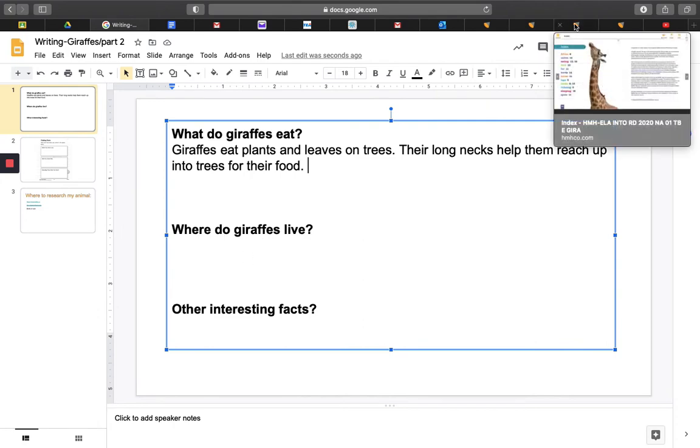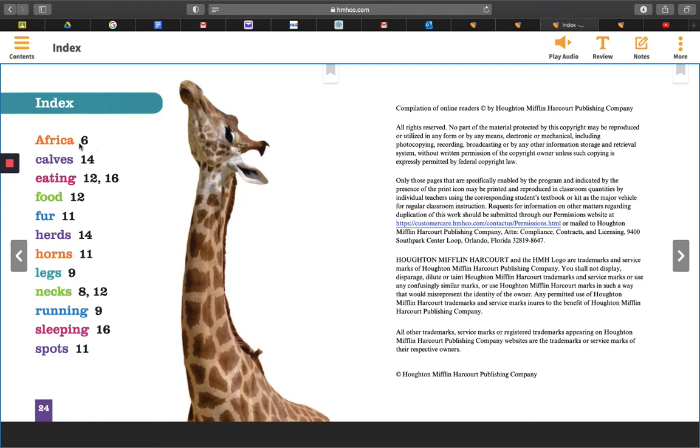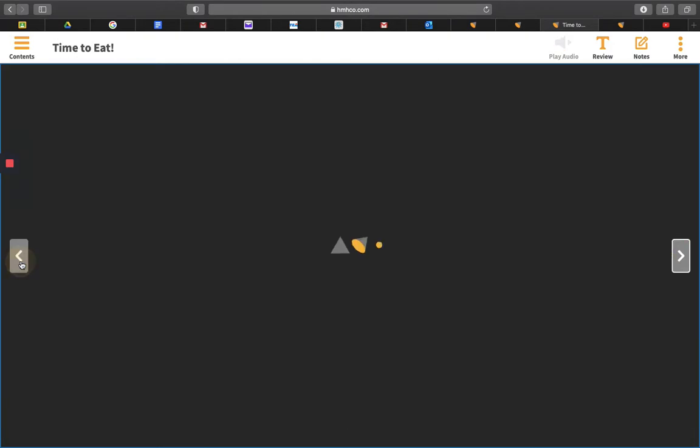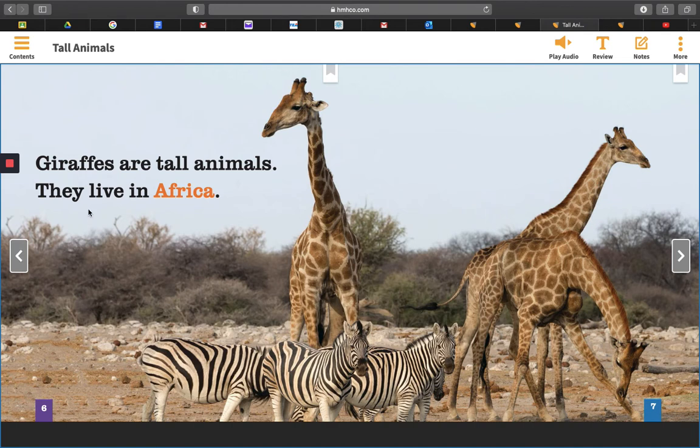So I'm going to go back to my book and I'm going to use my index. I've already read this book, but I can use this index to help me go back to it. So Africa, I see the word Africa, and it's on page 6. So I'm going to flip back to page 6 of my book.